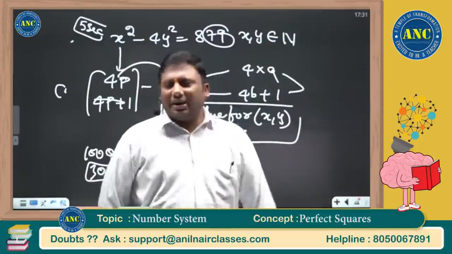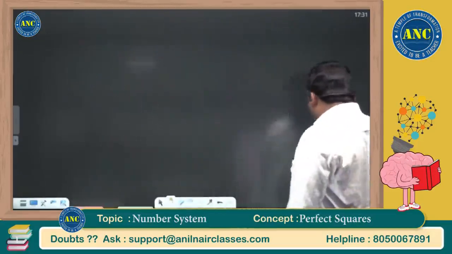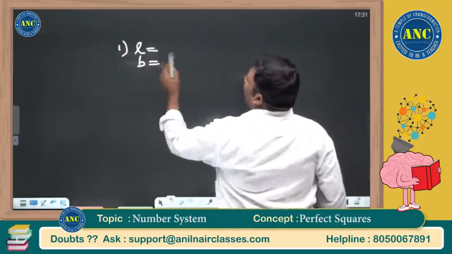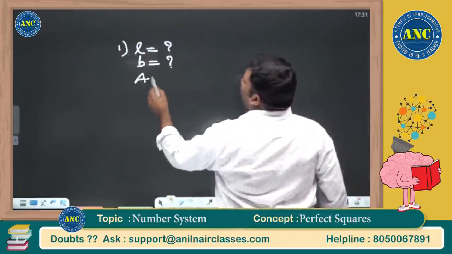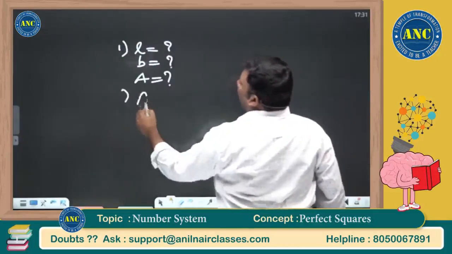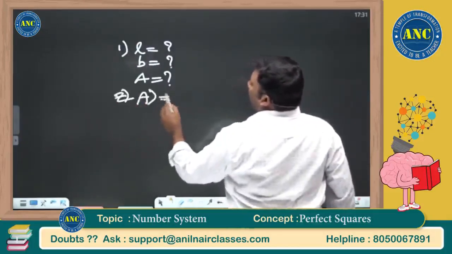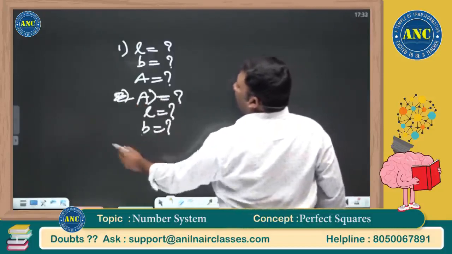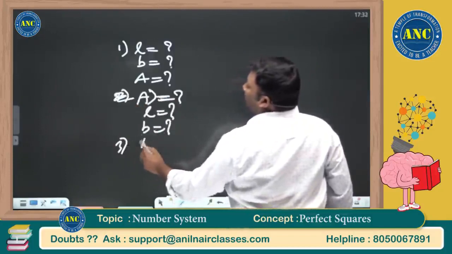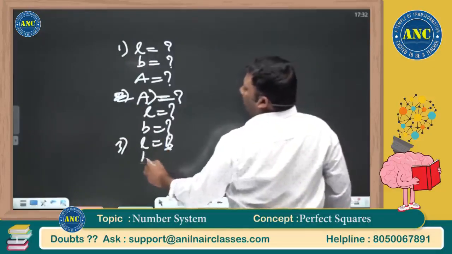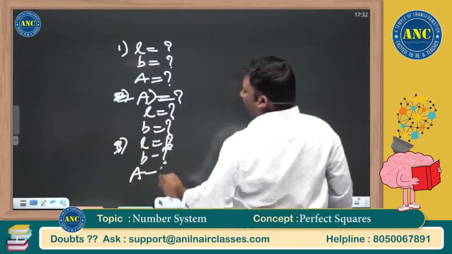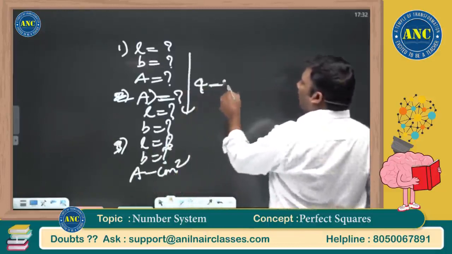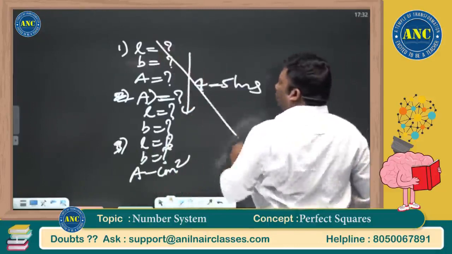I have seen a lot of students going through the book. First problem, length is given, breadth is given, you have to find the area of the rectangle. Area is given, length is given, we have to find the breadth. Third question, length is given, breadth is given, area should be converted into centimeter square. Students spend 4 to 5 hours just solving this kind of questions.